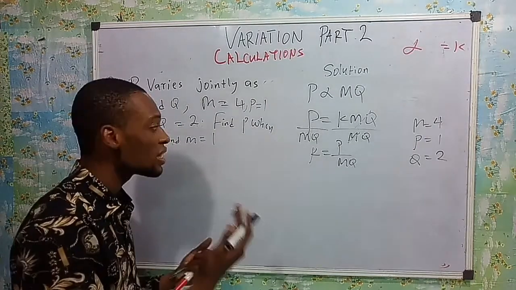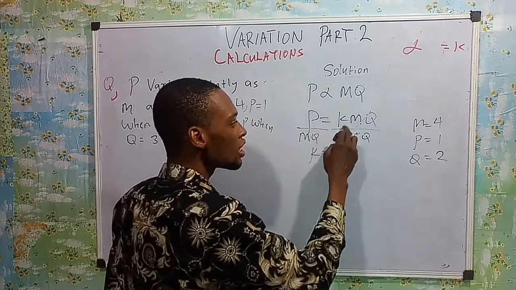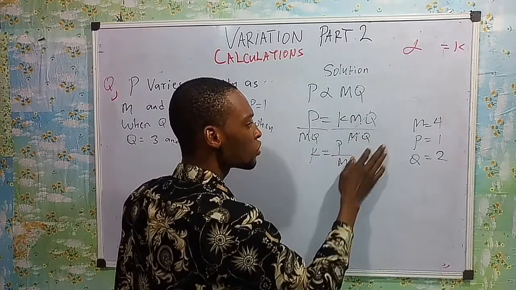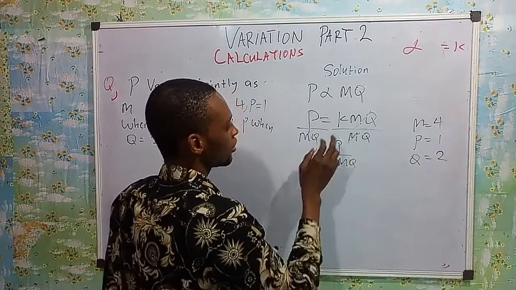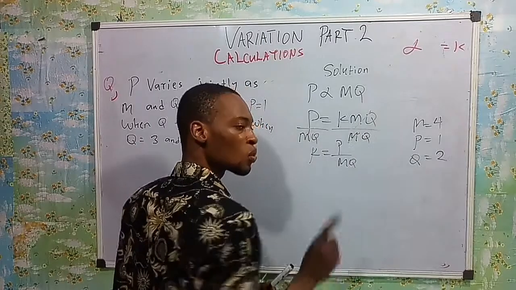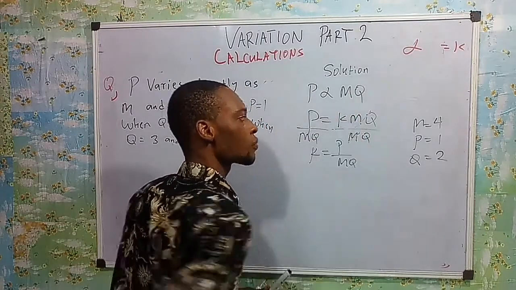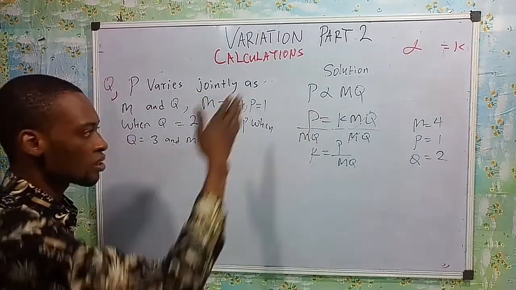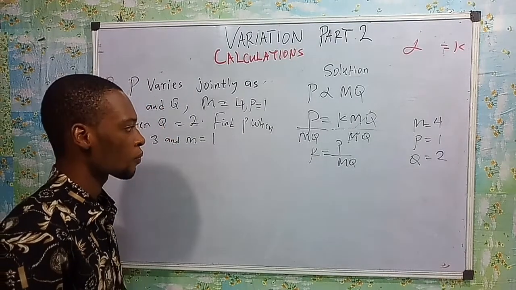To find K, we make K the subject of the formula. So this is P equals KMQ. When we divide both sides by MQ, it will enable us to eliminate MQ from this side to make K the subject of the formula. So M divided by M is 1, Q divided by Q is 1. So 1 times 1, 1, it will remain K here. P will be divided by MQ. You can't divide them, so they are not similar. So K equals P over MQ.